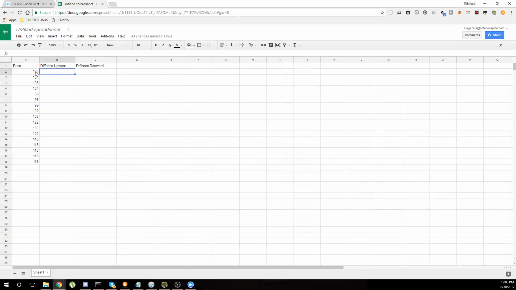Here we don't have a difference yet, but here we did do a difference upward of 4 because we went from 100 to 104, which was a difference upward of 4. Here we went from 104 to 106, which is a difference upward of 2, okay? Here we went from 106 to 104, which is a difference downward of 2. So I'm going to put a 2 in this column over here.